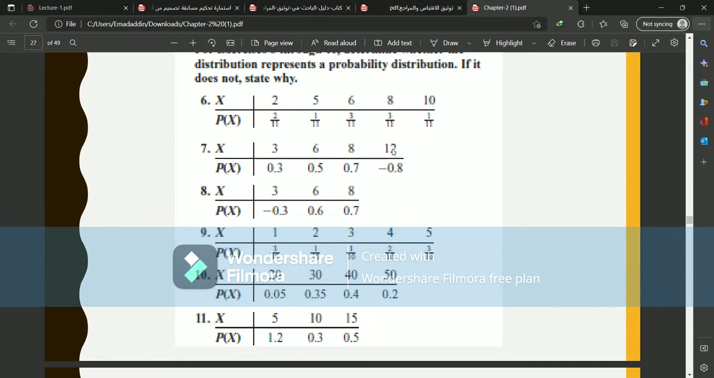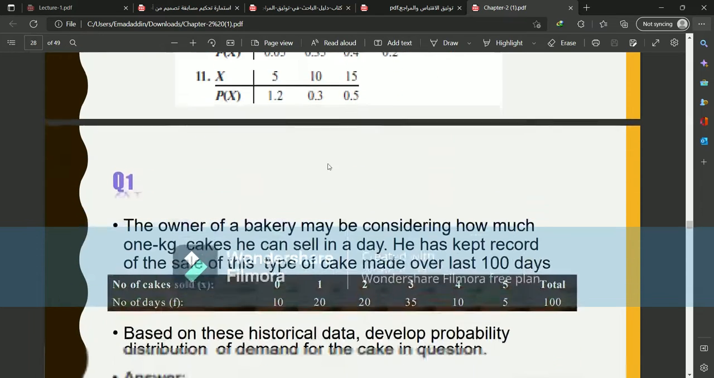0.7, negative 12, 0.5. So we have this, the number 7 is not a probability distribution because we have negative 0.8, and this one we have 0.3. That will not be a probability distribution. This is a probability distribution, and if we calculate both these, we will see this one is not a probability distribution. This one is a probability distribution.